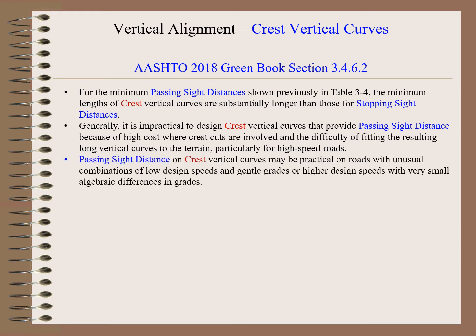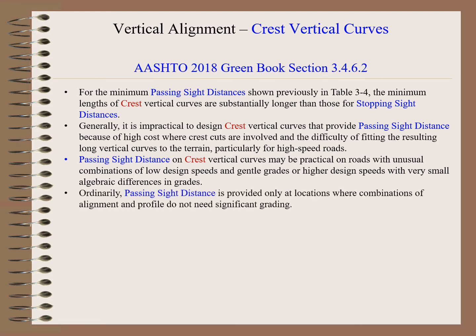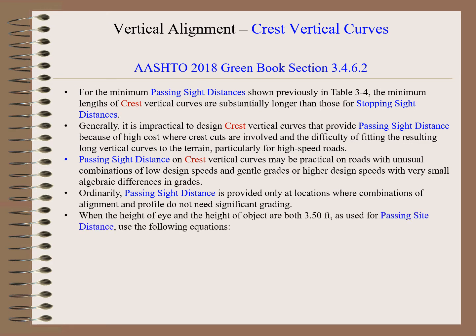Passing sight distances on crest vertical curves may be practical on roads with unusual combinations of low design speeds and gentle grades, or high design speeds with very small algebraic differences in grades. Ordinarily, passing sight distance is provided only at locations where combinations of alignment and profile do not need significant grading. When the height of eye and the height of object are both 3.5 feet, as used for passing sight distance, use the following equations.